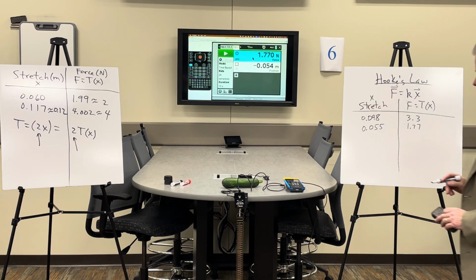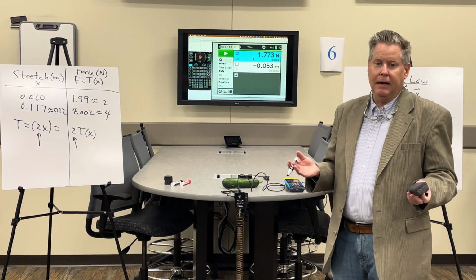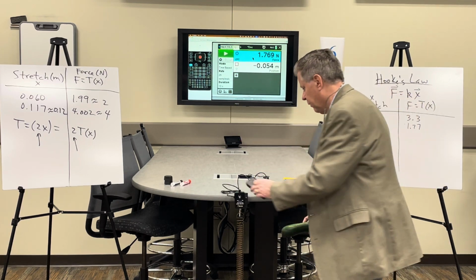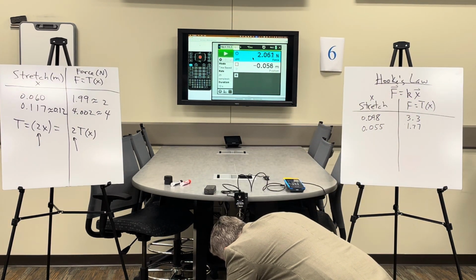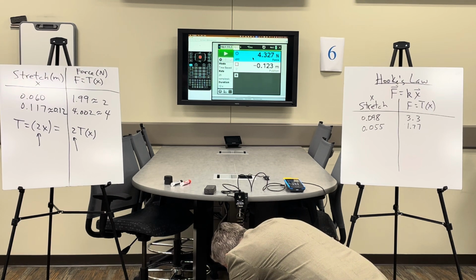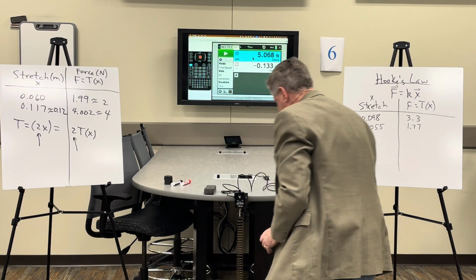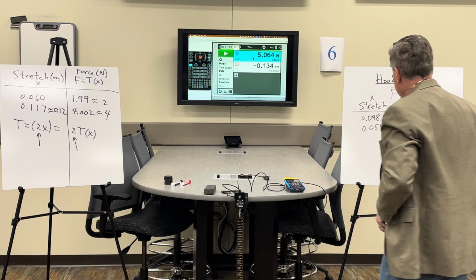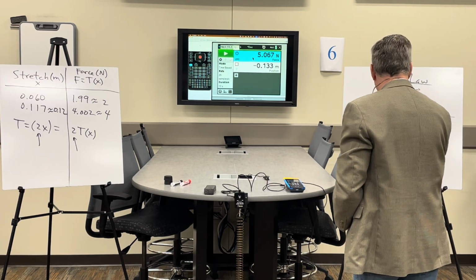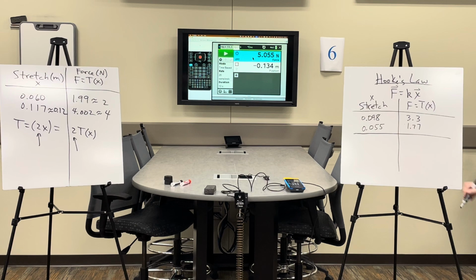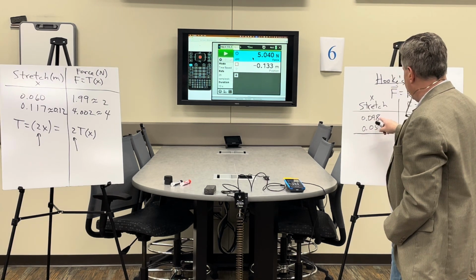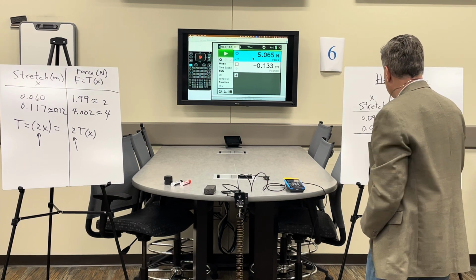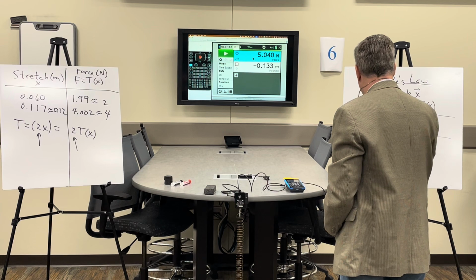All right. So what should we predict based on the linearity of the situation with Hooke's law if I put both on together? Now, if I add these guys up, if I add about 0.098 to 0.055, I should get somewhere in the neighborhood of 0.131.